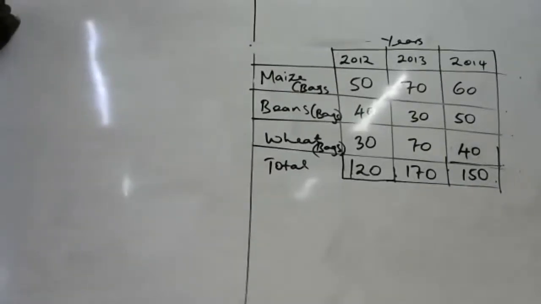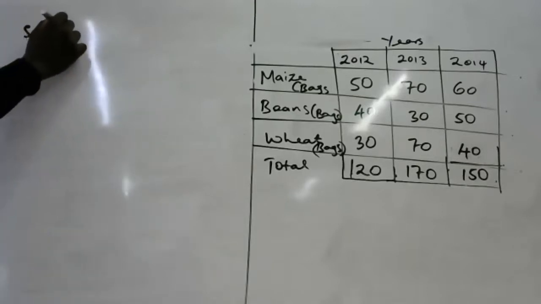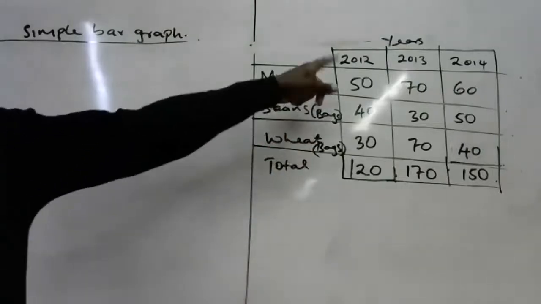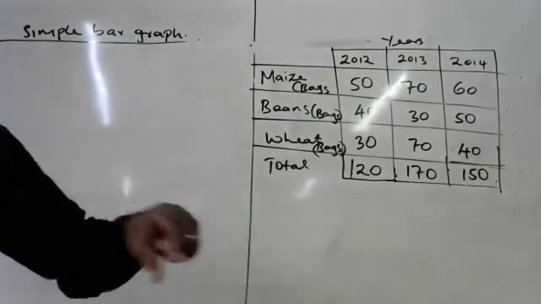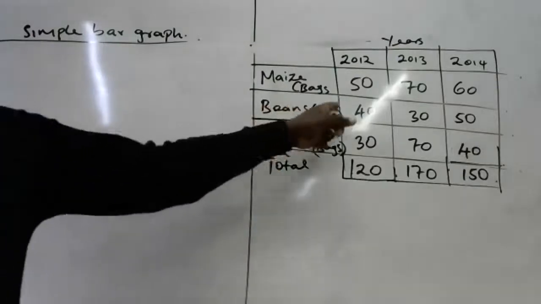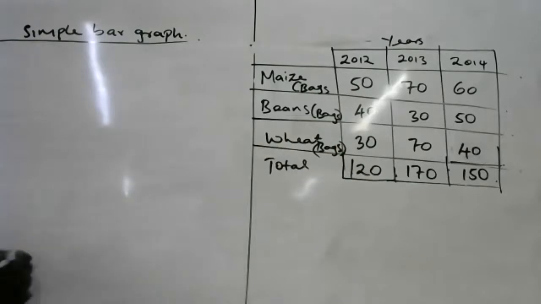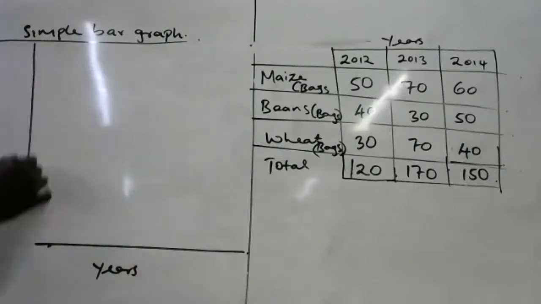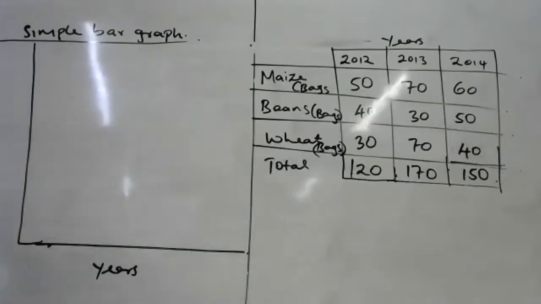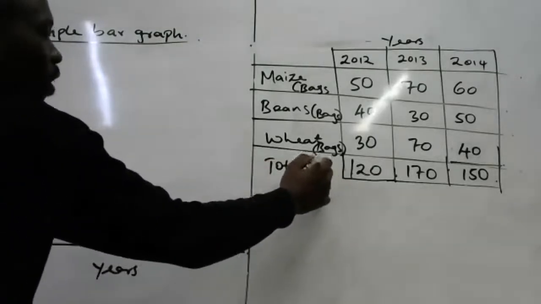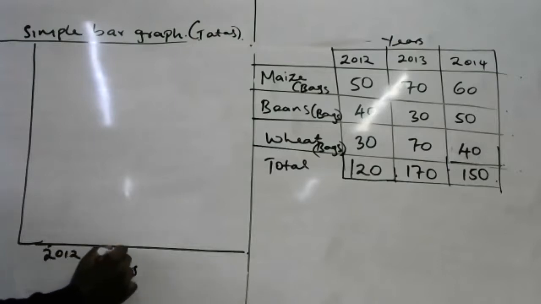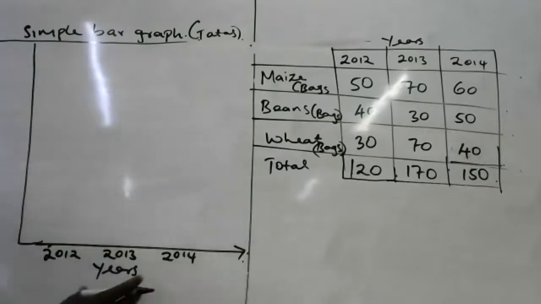So with the simple bar graph, remember I said the attributes that are categorical in nature are the ones that we are going to put on the x-axis, and the others that are measurable are going to be on the y-axis. So on the x-axis here, we are going to have the years, and here we are going to have the bars. For the simple bar graph, we normally use the totals. So in this case, we have 2012, 2013, 2014. Those are the years that we are considering.